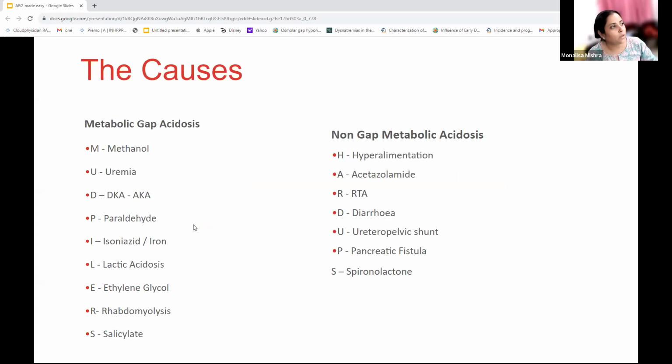To find out the causes of metabolic acidosis, we have high anion gap metabolic acidosis and normal anion gap metabolic acidosis. For high anion gap metabolic acidosis, this is your mnemonic, MUDPILES. And for non-anion gap metabolic acidosis, this is your mnemonic. So these are the various causes of metabolic acidosis which you see in day-to-day practice.